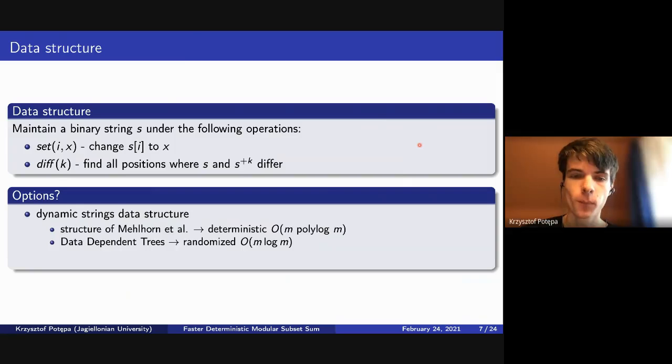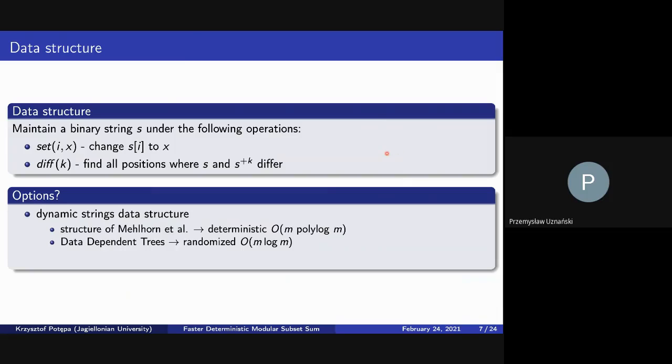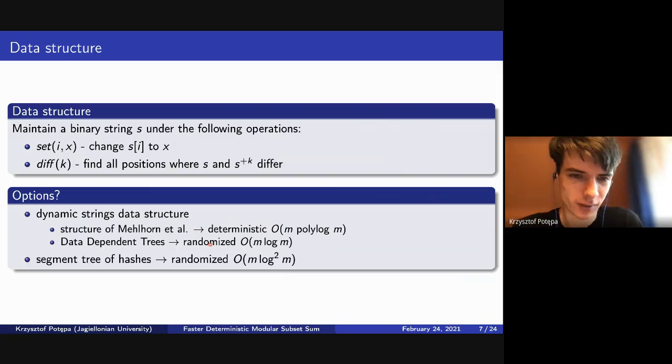Okay, wow, cool. Yes. And perhaps the simplest approach is just to use a segment tree with hashes. Instead of the whole dynamic strings data structure, we can build a segment tree over the characteristic vector. And we can implement it in m log squared time, and we'll see how it's done in a second, because we're actually going to optimize this approach.